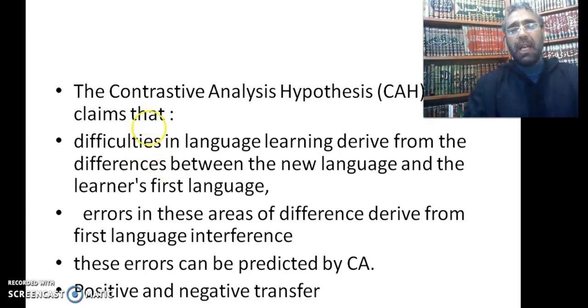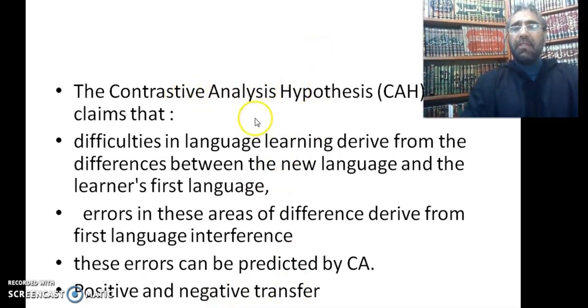So back to the slide. The keywords here are differences between the new and the first language, the learner's first language, language interference, errors can be predicted, positive and negative transfer. These are the key terms to remember from this slide.